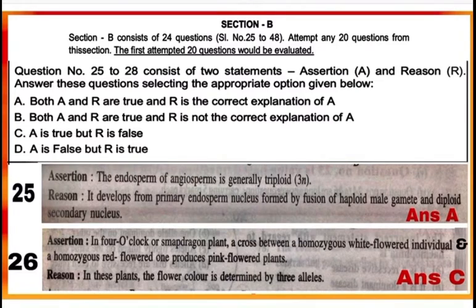Question 26. Assertion statement. In 4 o'clock or snapdragon plant, a cross between a homozygous white flowered individual and a homozygous red flowered one produces pink flowers. This is true statement about snapdragon plant. Reason statement, see. In these plants, the flower color is determined by 3 alleles. This is false statement. Correct reason is when red flower plant is crossed with white flowered plant, we get pink flowers because of incomplete dominance. So, correct option is C. A is true but R is false.